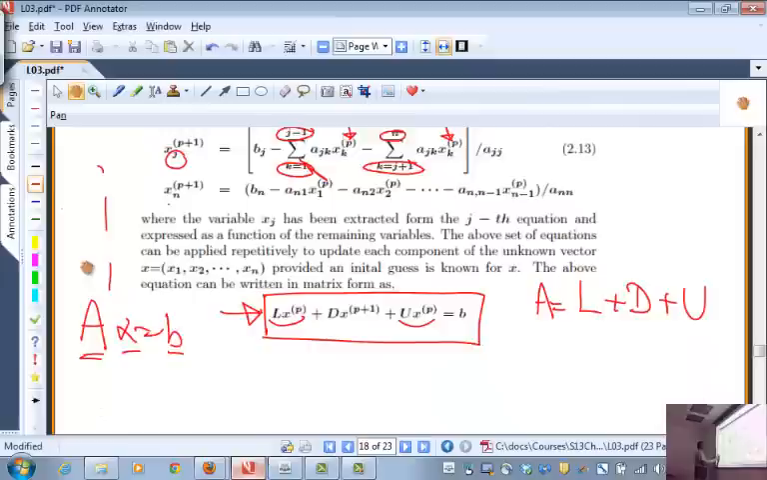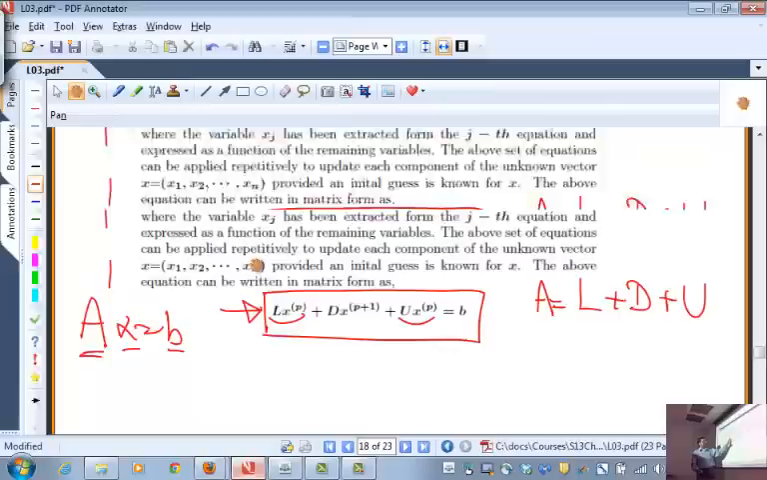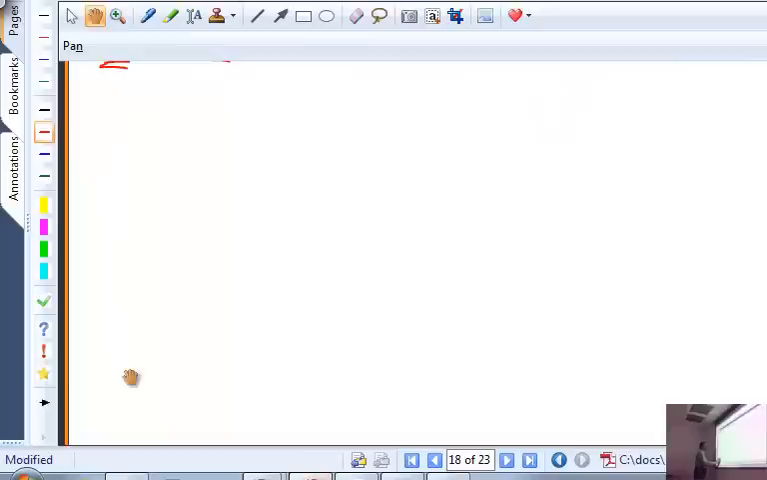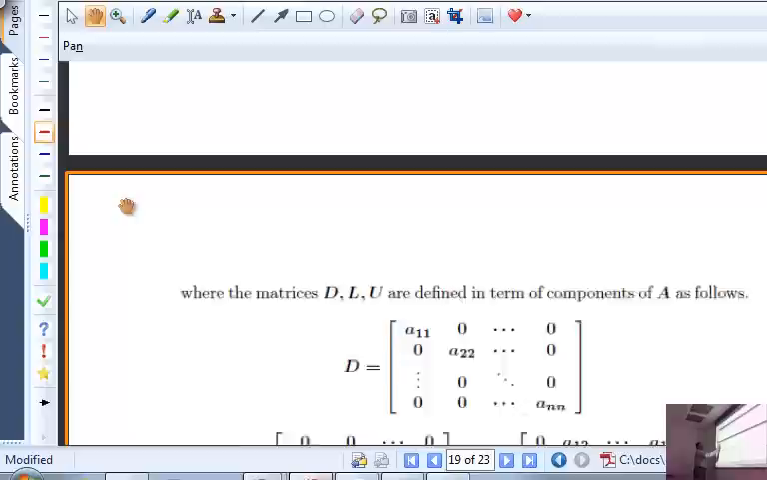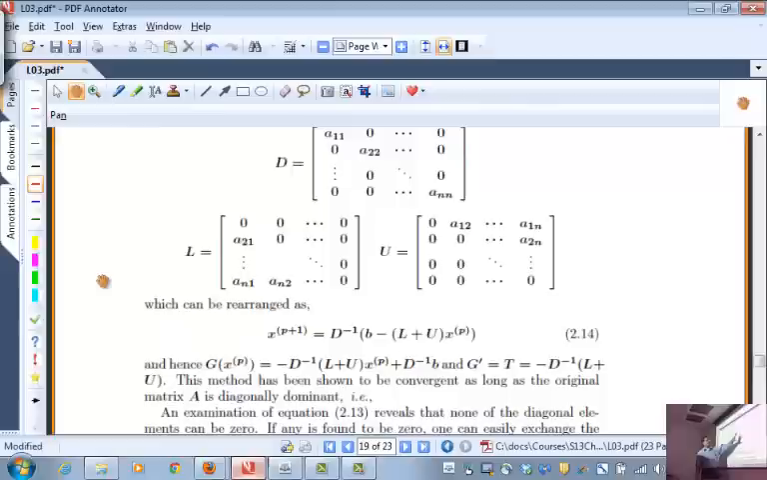So from here, it's fairly easy. Keep D to the left-hand side, move everything else to the right-hand side, separate them out, and what you will find is, here I've indicated what D and L and U are. They are strictly the lower and the upper part of the A matrix. It's not an LU factorization. And then x^(p+1) is equal to D inverse times (b minus (L plus U) x^p), simply rearranging, moving the L and U to the right-hand side.